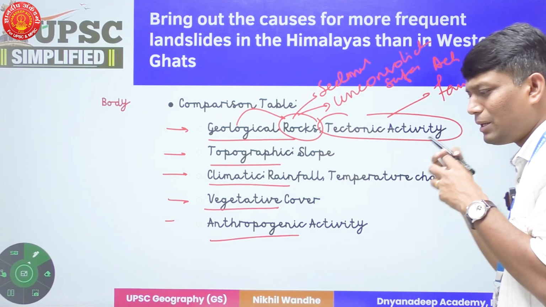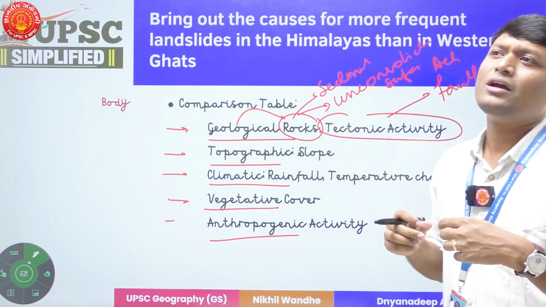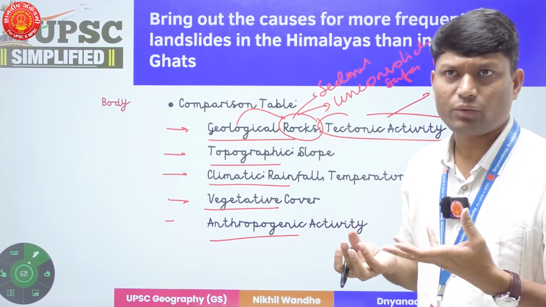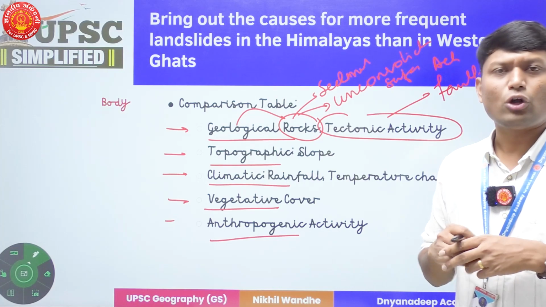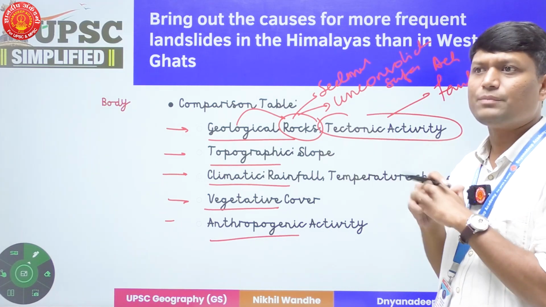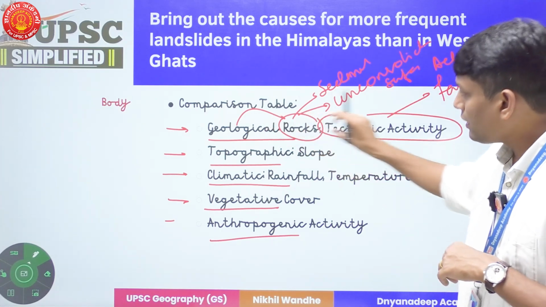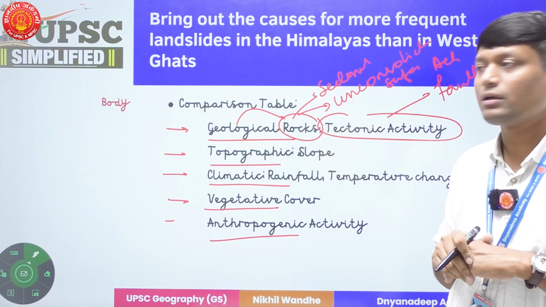Now this is, I am typically making it more and more technical. You need not be writing so technical. You can simply say that this is an earthquake zone or a highly tectonically unstable zone. That is something you need to add here. That would be fine. So that is my geological aspect.